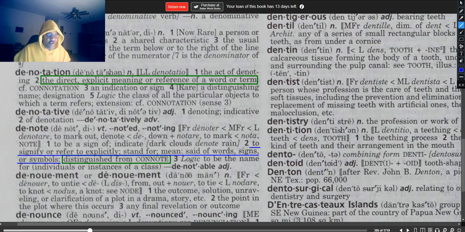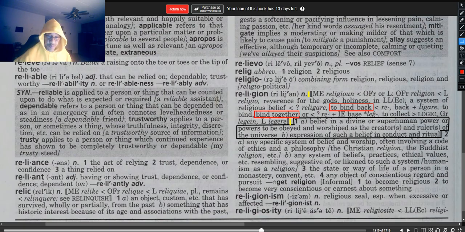So this is a denotation, right? It's just like the true meaning. The direct true meaning. Explicit, right? Meaning plain, simple, just right there in your face. A reference of a word or phrase. So they're telling you, when you go look up the etymology or the true meaning of a word, it's right there. See?